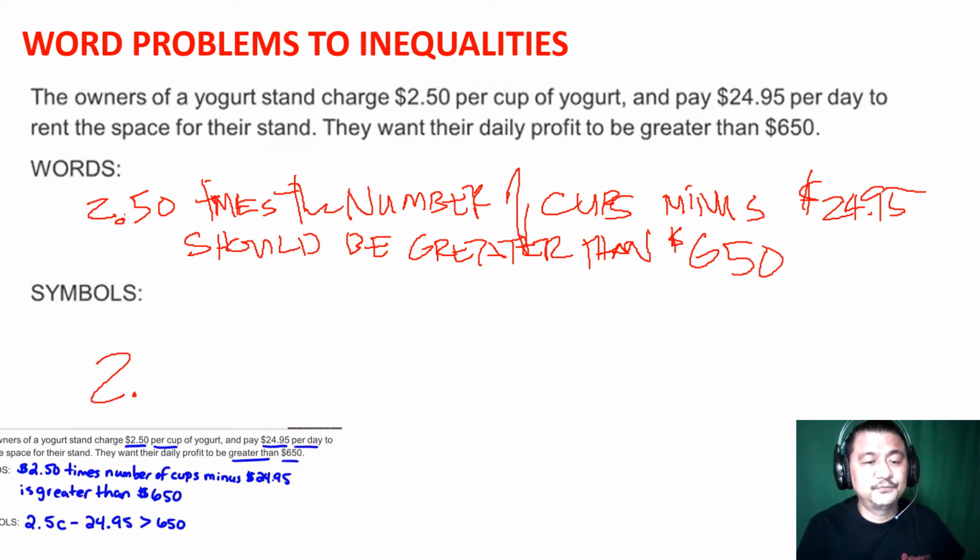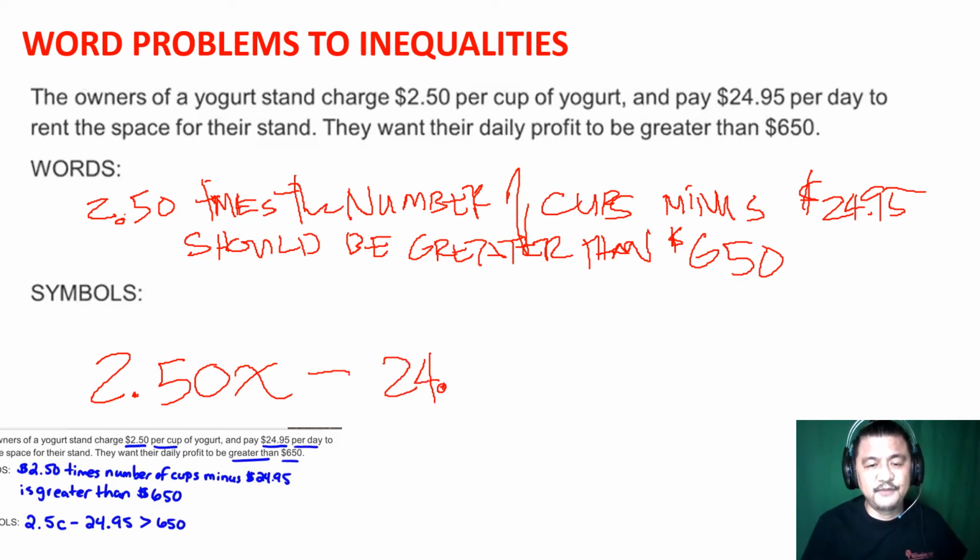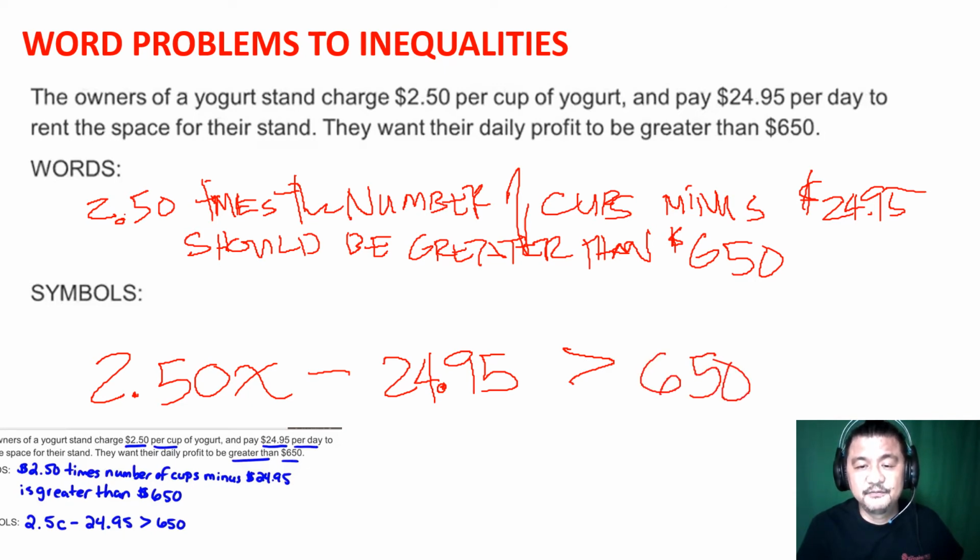All right? So let's write it down. So 2.50 times the number of cups, that's the profit you're going to get. Take away the expenses of 24.95 paying for the rent, okay? Rent. And that amount should be what? Greater than 650. There you go. Correct symbol and correct numbers.